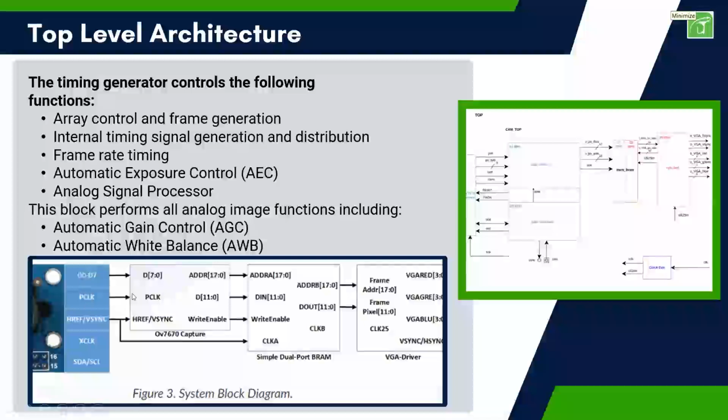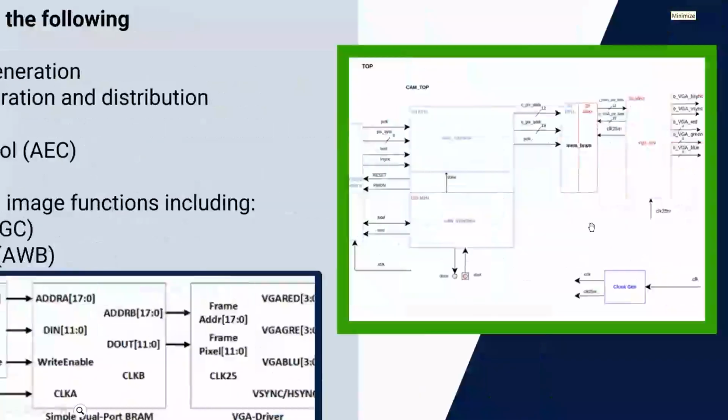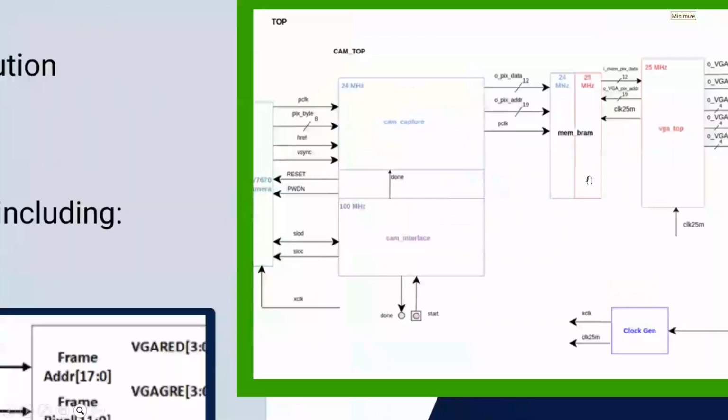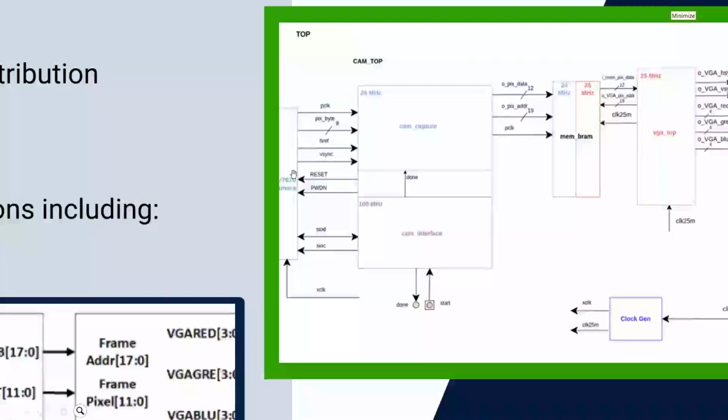We receive that in terms of the pixel clock, and based on the vertical synchronization and horizontal synchronization, we try to capture this module and pass it to a simple dual port RAM. And based on that, we give an output of this frame address and frame pixels. So this is how the top level architecture of our coding design for today's webinar is.